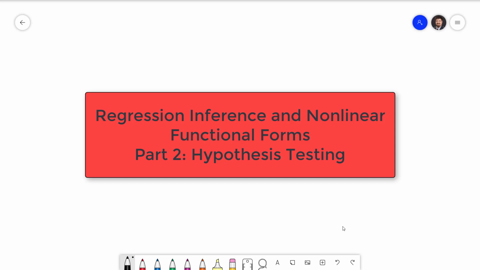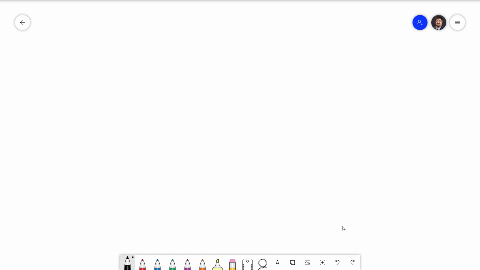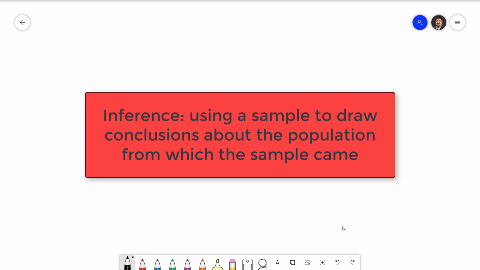In this video, we're going to talk about how to do hypothesis tests for regressions. Broadly speaking, a hypothesis test is a statistical tool that we use to test whether a particular belief about a population is backed up by the estimates from the data sample. Using samples to make claims about a population is called inference.